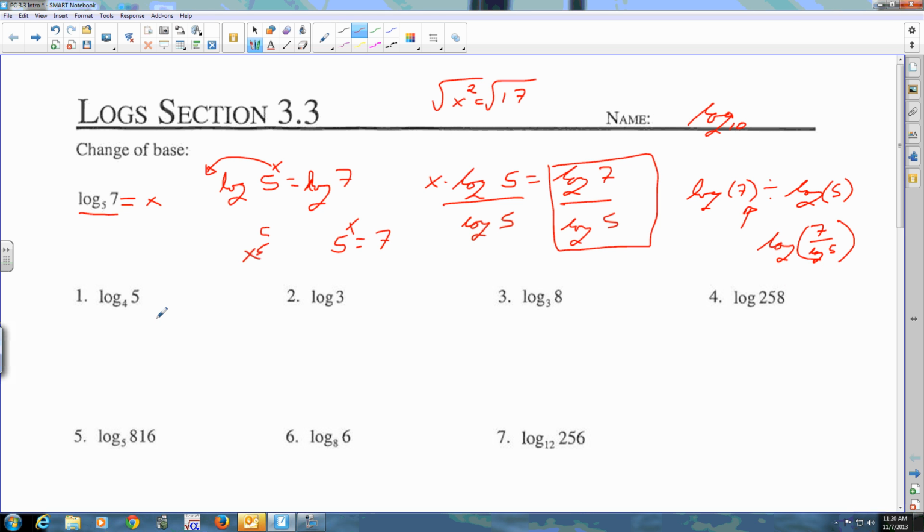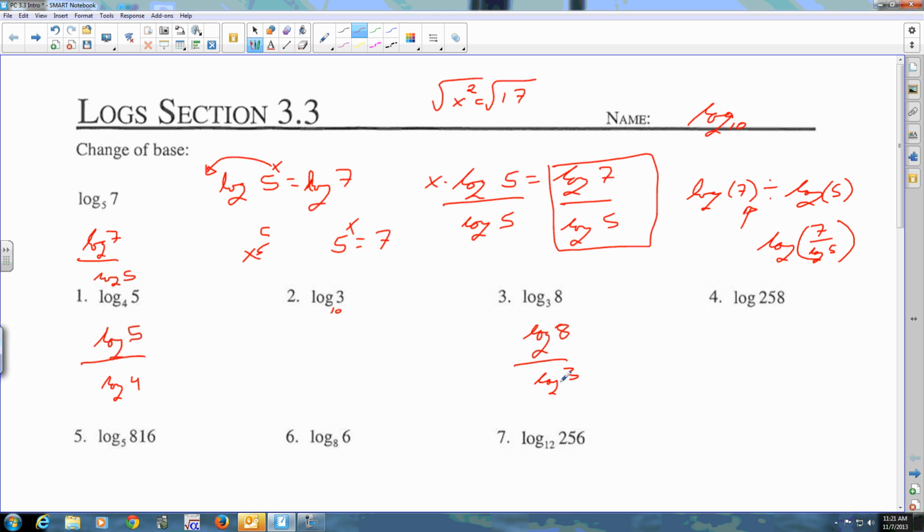Okay. What you need to see is here's the original question. What ends up getting typed in the calculator is the log of that number over the log of the base. So log of 7 divided by log of 5. So what would you type in for this one? Log of 5 divided by log of 4. This is base 10. There is no change you need to do. You can already type that in your calculator. This one, you would type in log of 8 divided by log of 3.